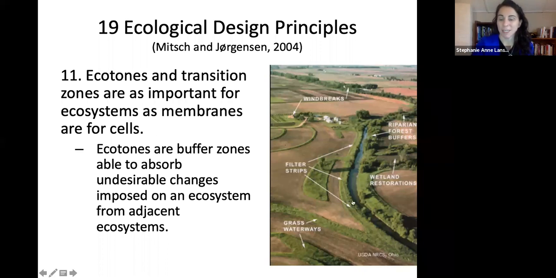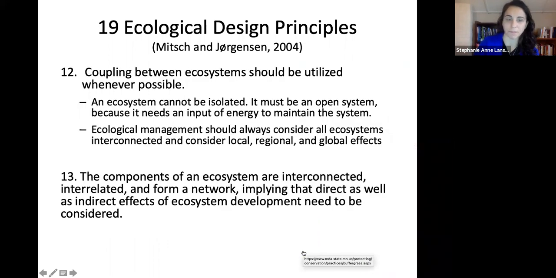So again, this idea of here's a stream and here's some agriculture, but we have these filter strips, we have wetland restoration, we have windbreaks, we have riparian forests, we have grass waterways. The idea is that they can absorb undesirable changes in the ecosystems to protect the ecosystems. For example, the stream system.